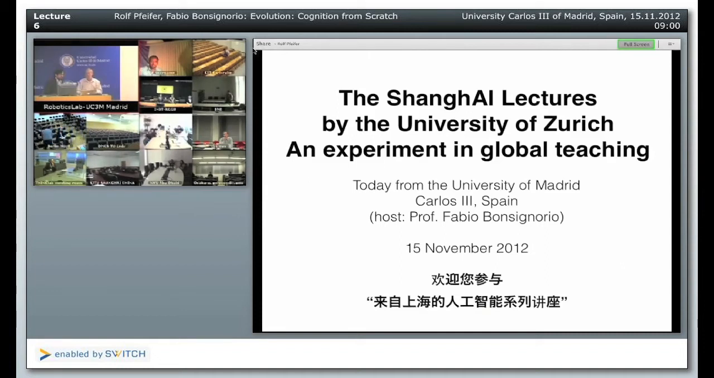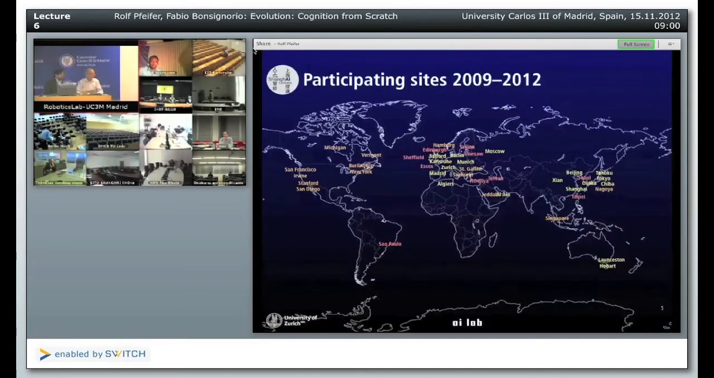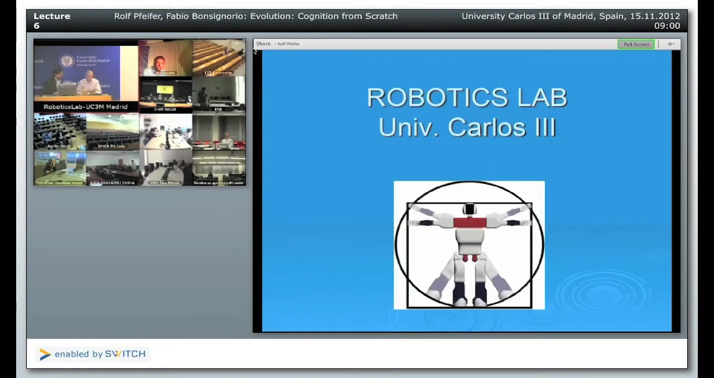Now, just for geography, if you look at this, these are the participating sites, and Madrid would be somewhere there in the center. So that you have an idea what people do here in Madrid, in the field of artificial intelligence and robotics, I will pass the floor for a second to Professor Bonsignorio. He will shortly introduce the laboratory here.